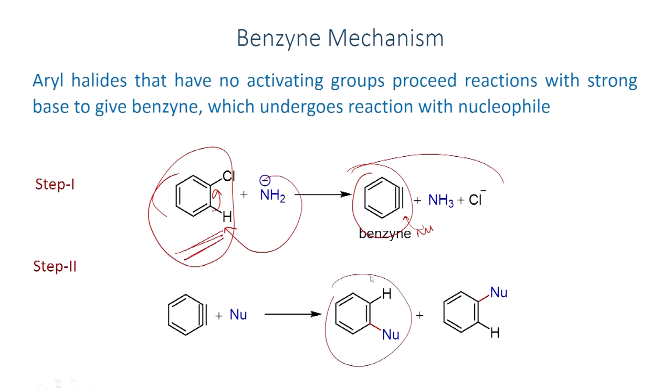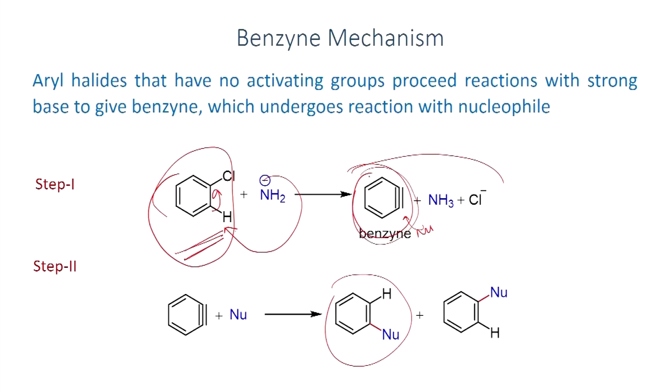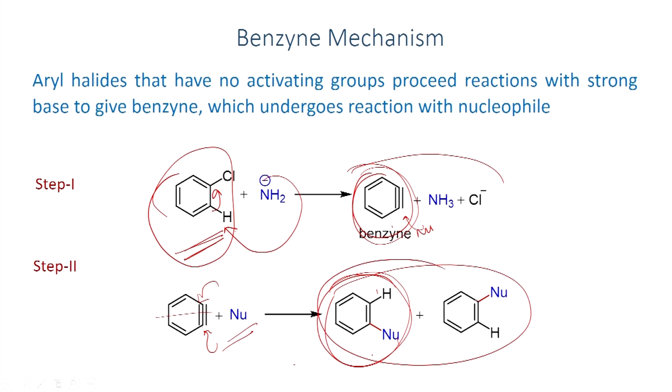If you look at the previous case, you do addition followed by elimination, and you get the substituted compound. Here, first you do the elimination, you get the benzyne. Once you form this one, it is very reactive. Now, you can react with the nucleophile and get this substituted compound. So, you do elimination followed by addition. But here, if it is symmetrical, once you form benzyne, the nucleophile can react at this carbon or this carbon in a 1:1 ratio, and you can get a mixture of substituted compounds. So, aryl halides that have no activating groups can undergo reaction with a strong base to give benzyne, which is more reactive and can readily undergo reaction with the nucleophile.